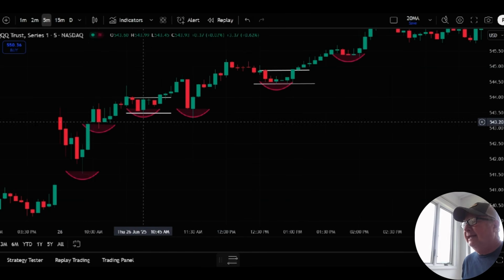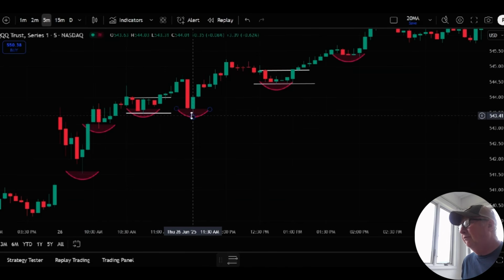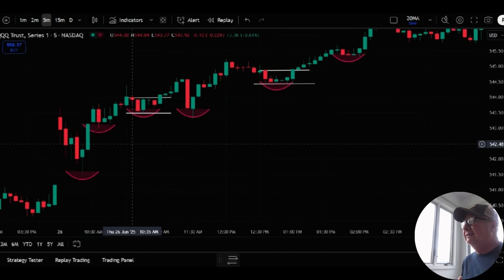And this is not complicated stuff, right? Moving to support, moving to support, moving to support, breaking out, breaking out, breaking out, because we know the trend is higher.